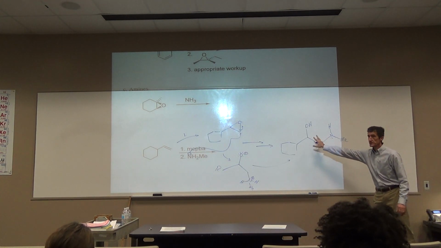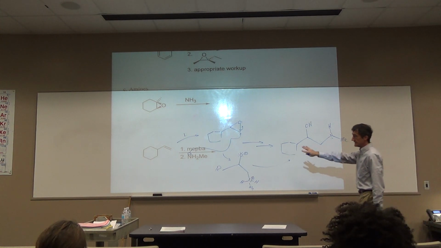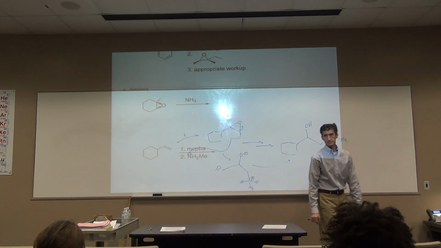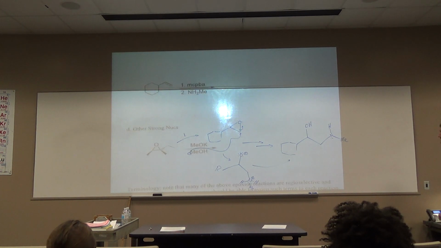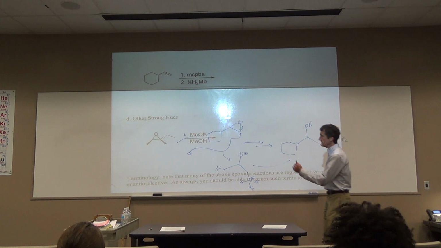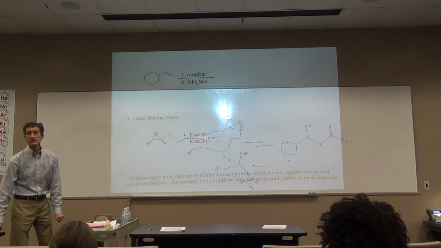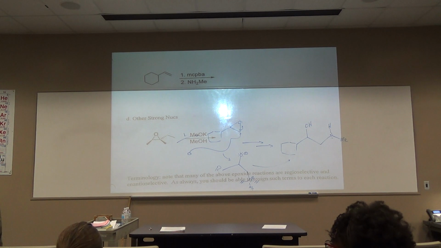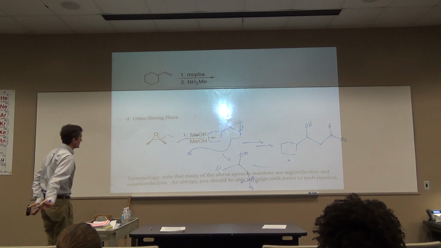How we do on this product? Pretty straightforward. We just had a sort of multi-step: make the epoxide, then react it with a good nucleophile. Okay. Other strong nucleophile. Anybody have a product down here? What'd you get? Methoxide, SN2.